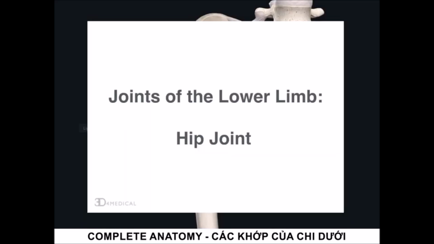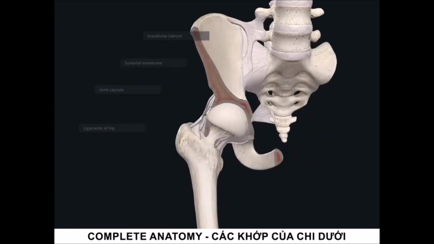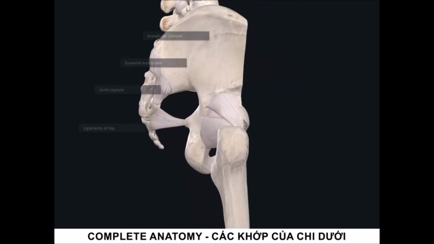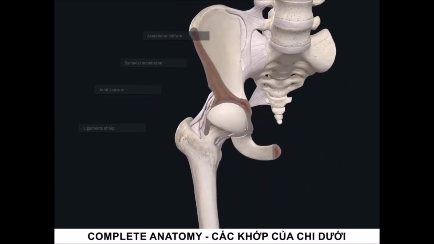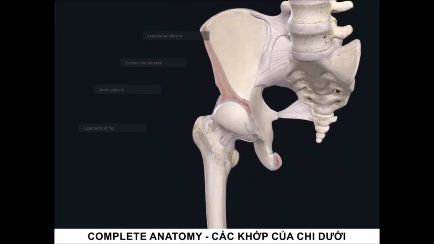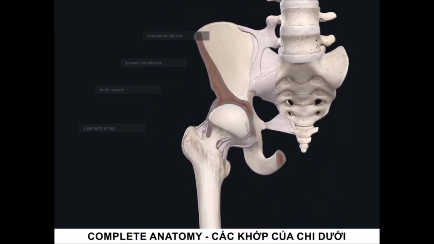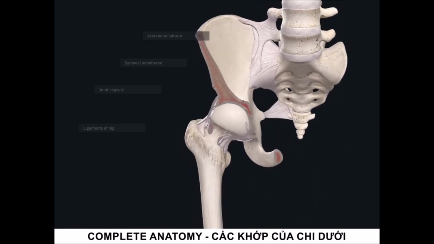Hello, Dr. Carter here again. In the last recording, we looked at the joints of the pelvic girdle connecting the axial and inferior appendicular skeleton. Now we'll be examining the hip joint. In order to better visualize the hip joint, we have removed the anterior portion of the pelvis.